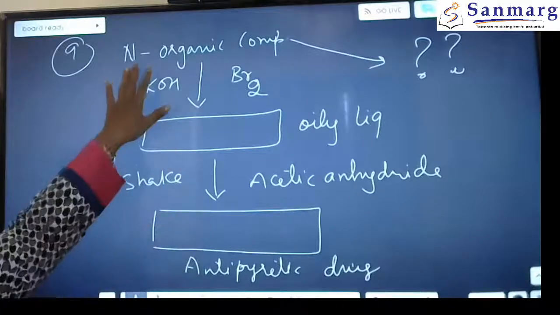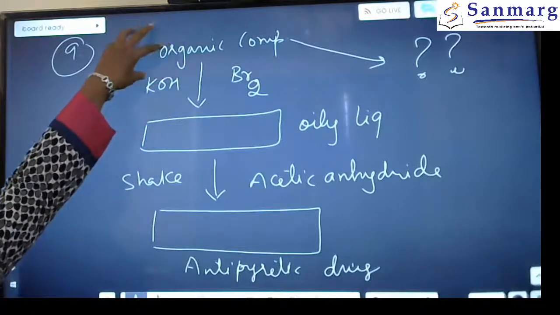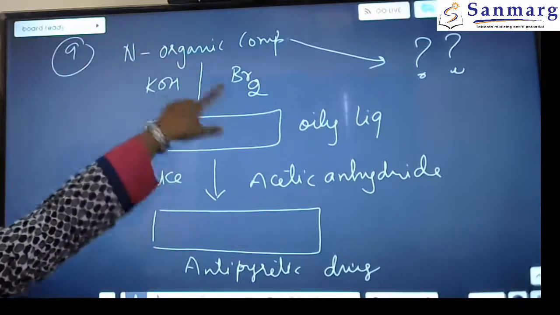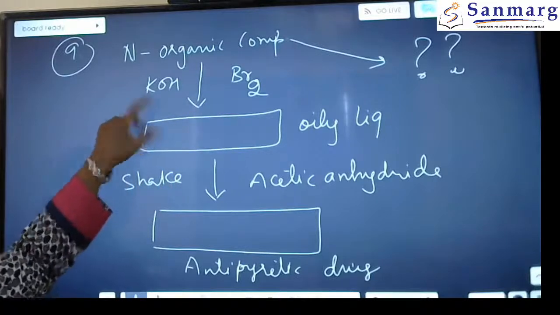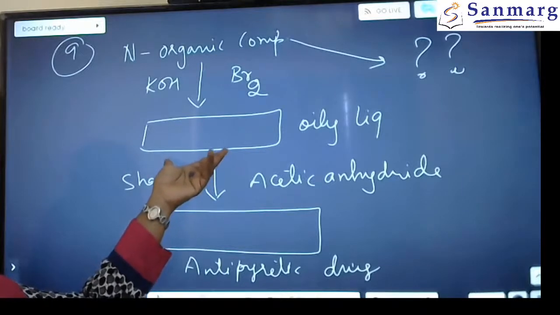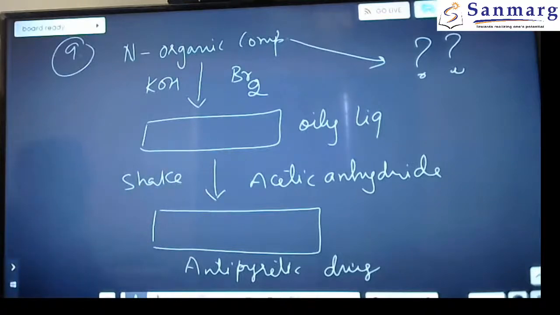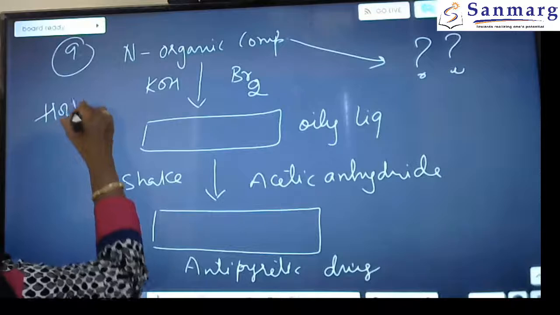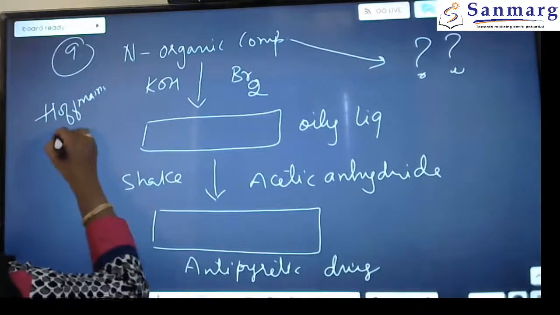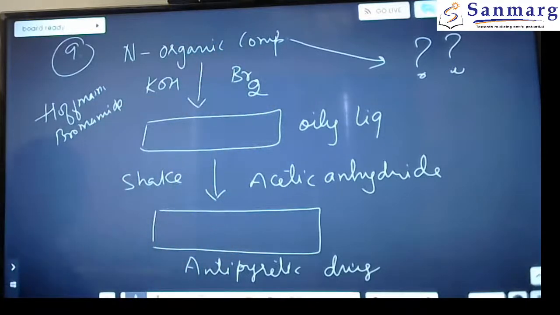Whether this organic compound is aniline, benzamide, acetamide or nitrobenzene. Look, we have taken some nitrogen containing organic compound and we are reacting it with bromine and potassium hydroxide. You get a primary amine here. Such a reaction is called the Hofmann bromamide reaction.